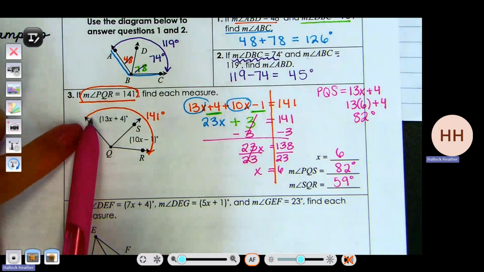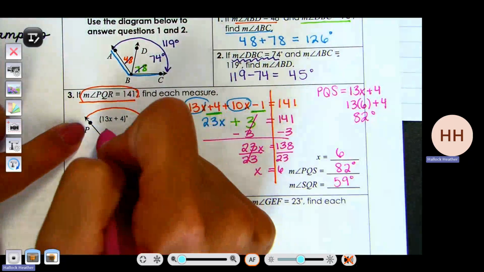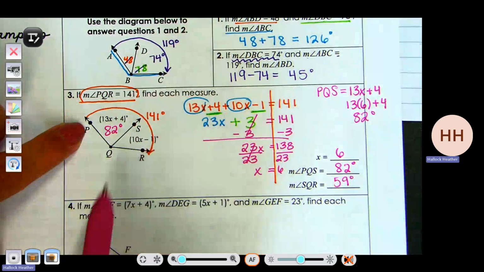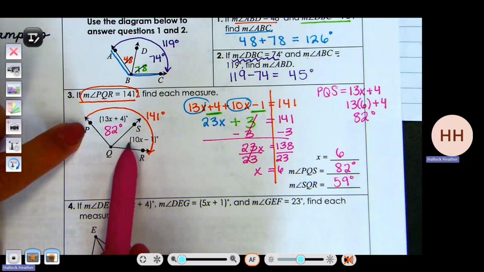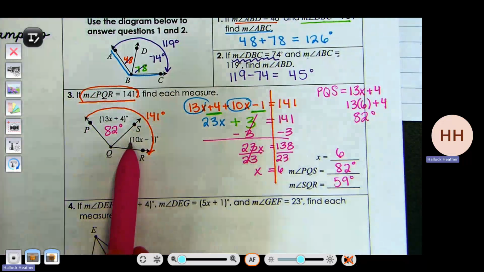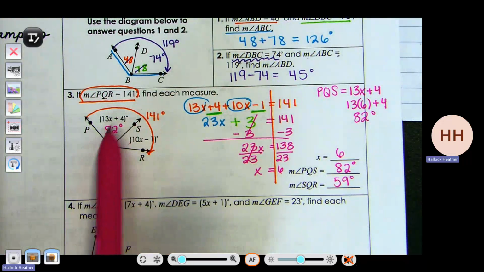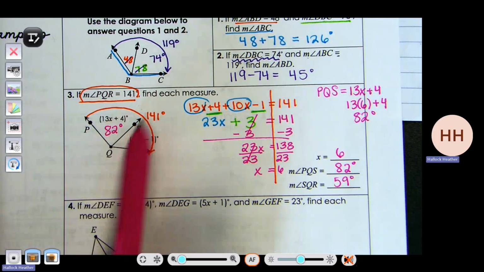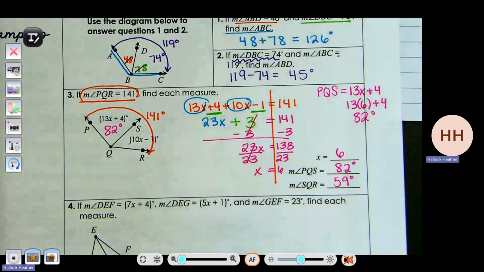Also, if you know that this angle is 82 degrees, what could you have done with these two numbers to also get 59? Subtract it. So you could just minus it. So if you know that this is 82, this is 141, they got to add to make 141. So you could just subtract it or plug it back in. I don't really care what you do, as long as you get the answer.